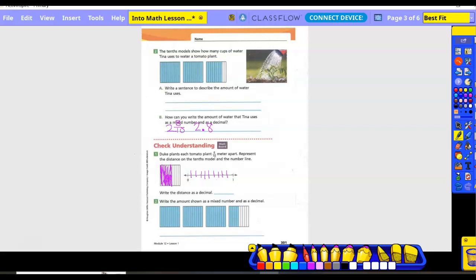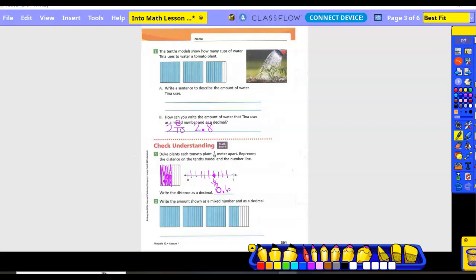Yes. Okay, now they want me to represent 6 tenths. So how many places over from the 0 do I need to go? 6. So 1, 2, 3, 4, 5, 6. And there is 6 tenths. So write the distance as a decimal. So do I have a whole number? No. So I put what there? 0, because I don't have a whole number. Decimal. And then what comes after the decimal? 6. Because there's 6 pieces of the whole number.